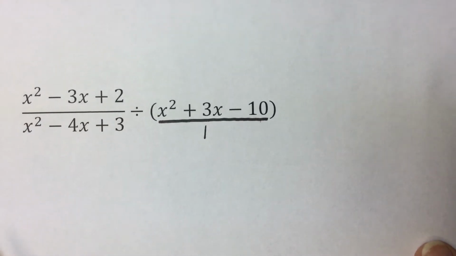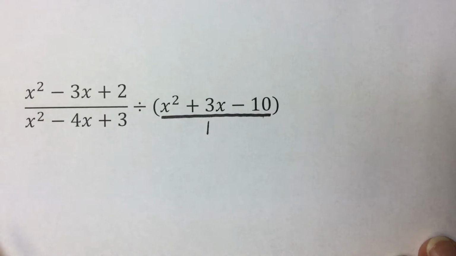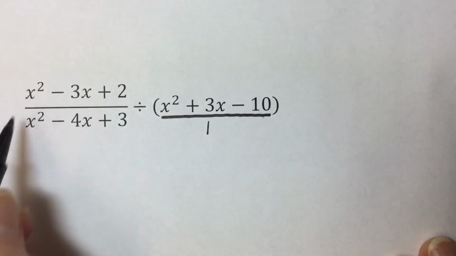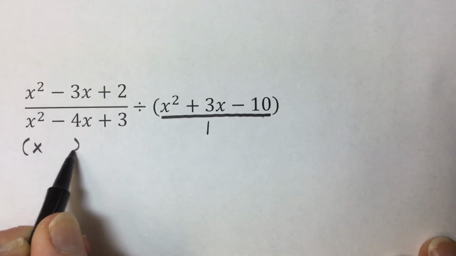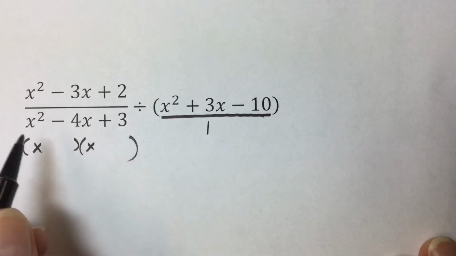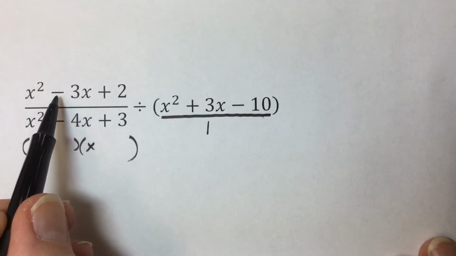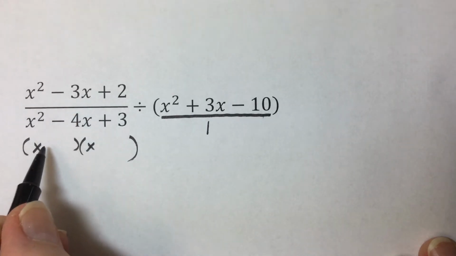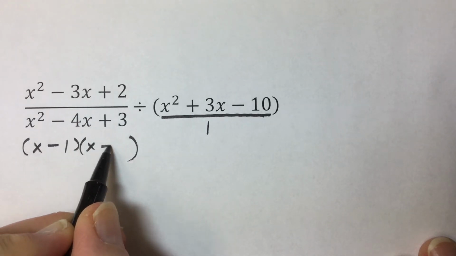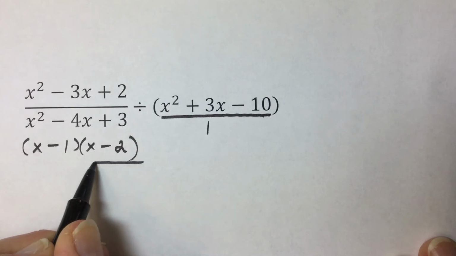So as we rewrite the problem, I'm going to factor in anticipation of multiplying and then simplifying. In the numerator, x squared came from x being the first term in each binomial. Factors of 2, both signs the same, both negative, that add up to be 3, are 1 and 2.